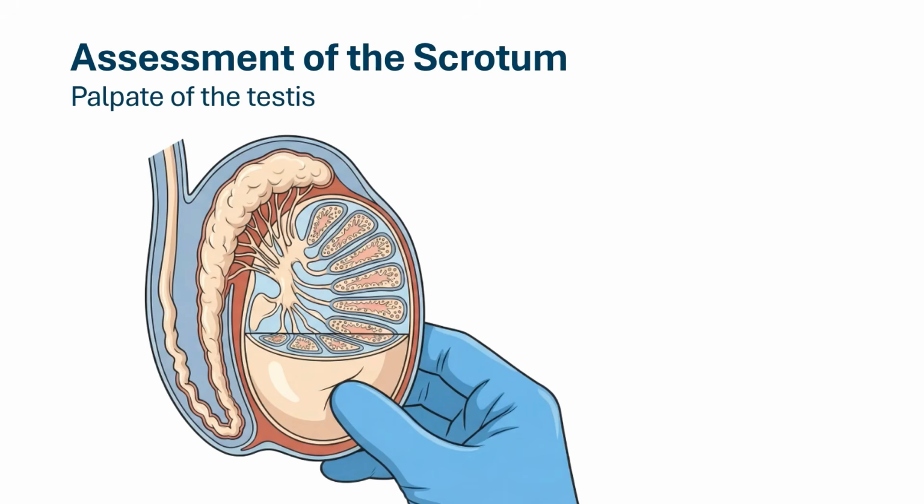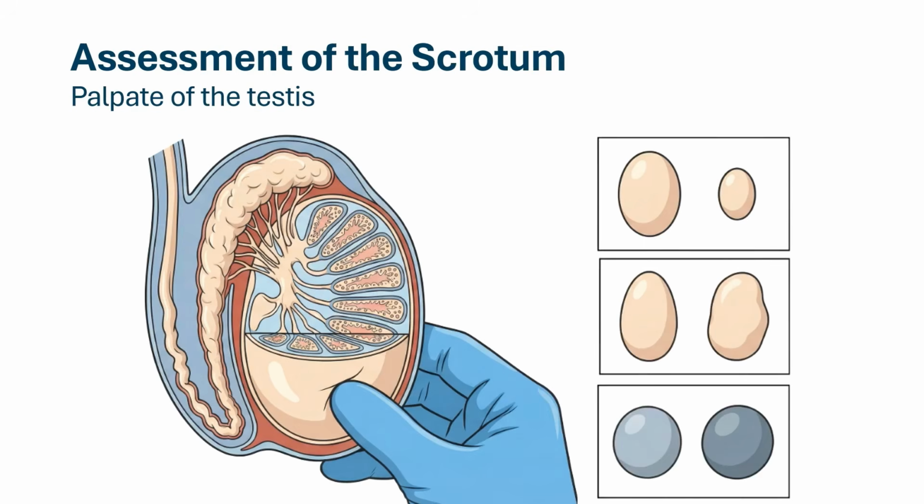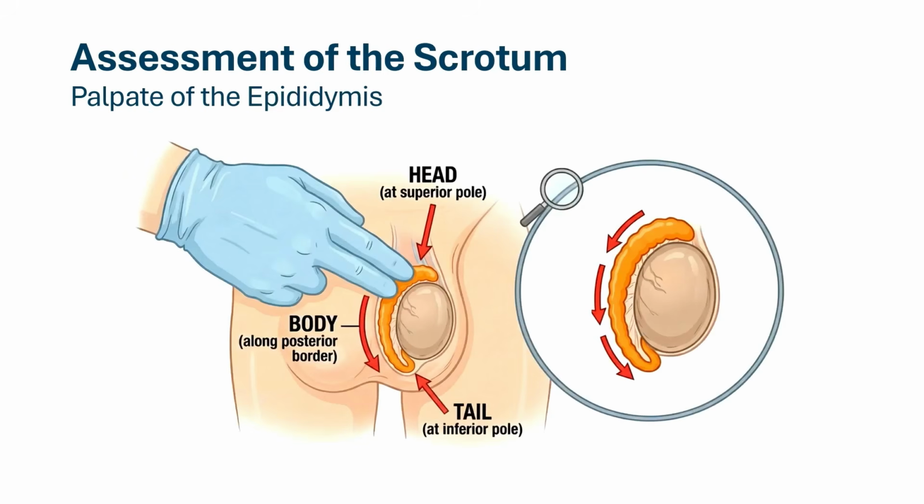Place your thumbs on top of the testis. Gently roll the testis between your thumbs and fingers to examine it. Look for size, shape, consistency, and the presence of tenderness or nodules. The spermatic cord and vas deferens are also palpated for abnormalities.